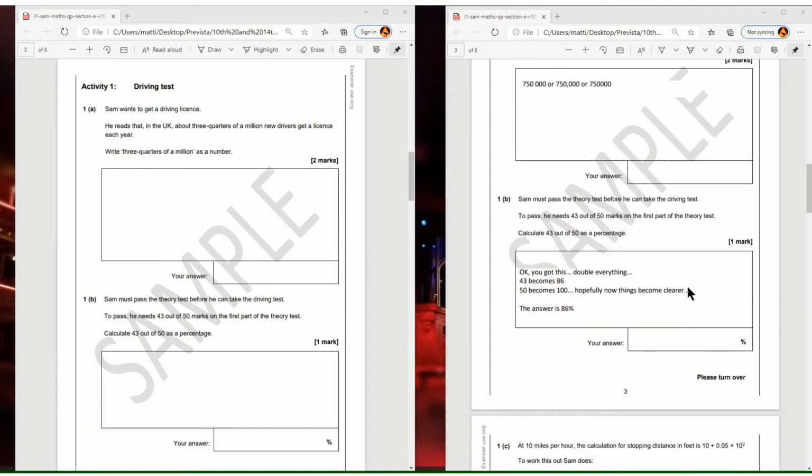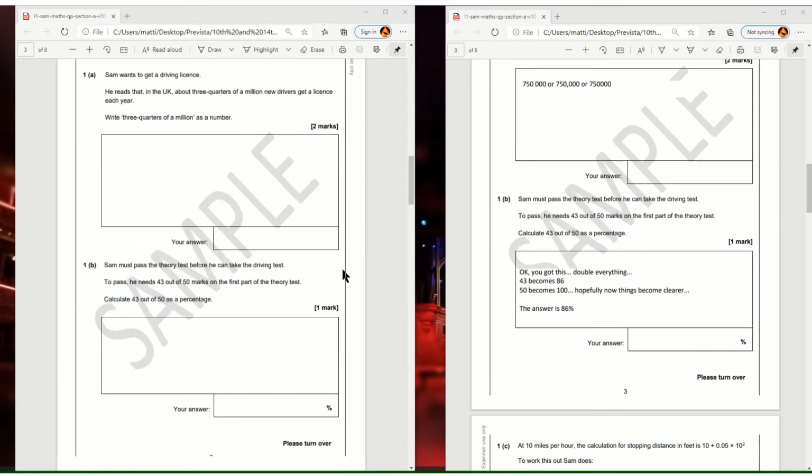Question 1B. Sam must pass the test theory. Basically, double everything. So 43 becomes 86, and 50 becomes 100. So that makes the answer 86%. Have a little look at the method I've used. Essentially, by doubling everything, I've turned the 50 into 100%, and the 43 becomes 86. That becomes 86%. Again, have a look through that question. Any questions or queries, please let me know.